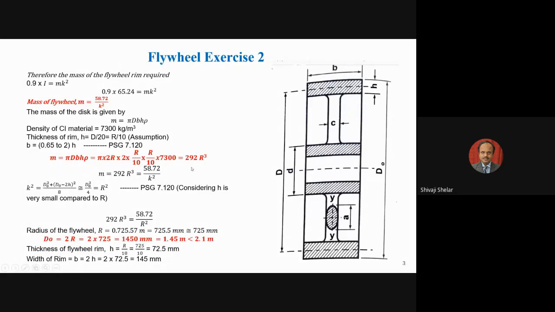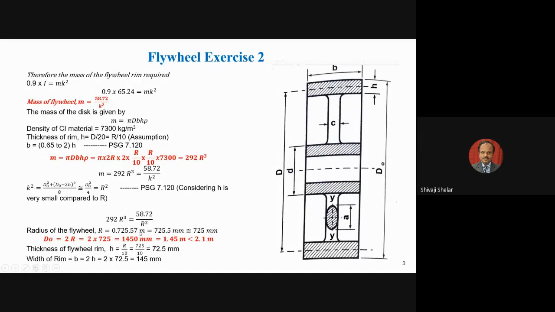The mass required for the flywheel is equal to 292 R cube. This R, another R here, and the R from the diameter, D equal to 2R, so all these products are raised to R cube, and the remaining coefficient calculation comes out to be 292 R cube. So this is one mass. Another mass is here, and these two masses are the same, so I am comparing these masses: 292 R cube is equal to 58.72 upon K square. Again, K square value is equal to R square, so we are putting this value in this equation here.